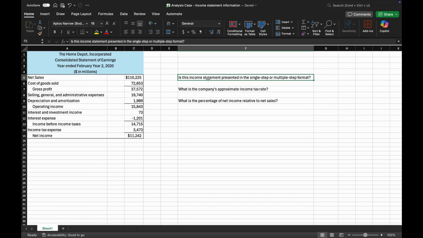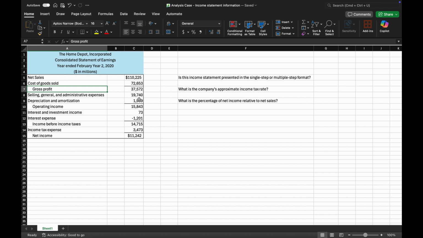Alright, so for this first question, we can easily tell that this income statement is presented in the multiple step format because it starts with net sales, which is then followed by cost of goods sold, and is then followed by gross profit. The single step format does not present net sales or gross profit in this way. In fact, gross profit isn't even really on the single step income statement.